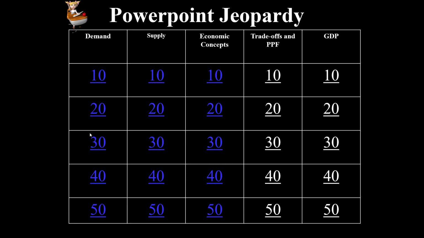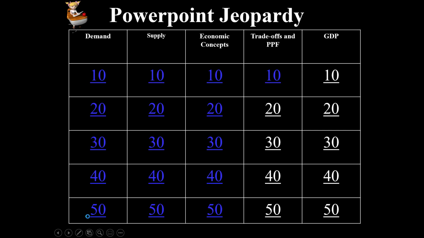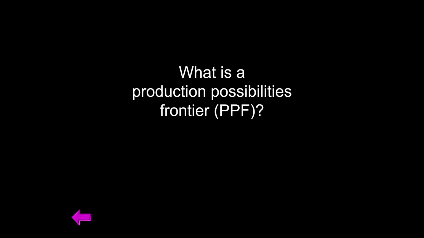All right, so moving on to trade-offs and PPF. What is an opportunity cost? An opportunity cost is the highest value alternative that must be given up to engage in an activity. What is a PPF, or a production possibilities frontier? The PPF curve is a curve showing the maximum obtainable combination of two products that may be produced with available resources and current technology.